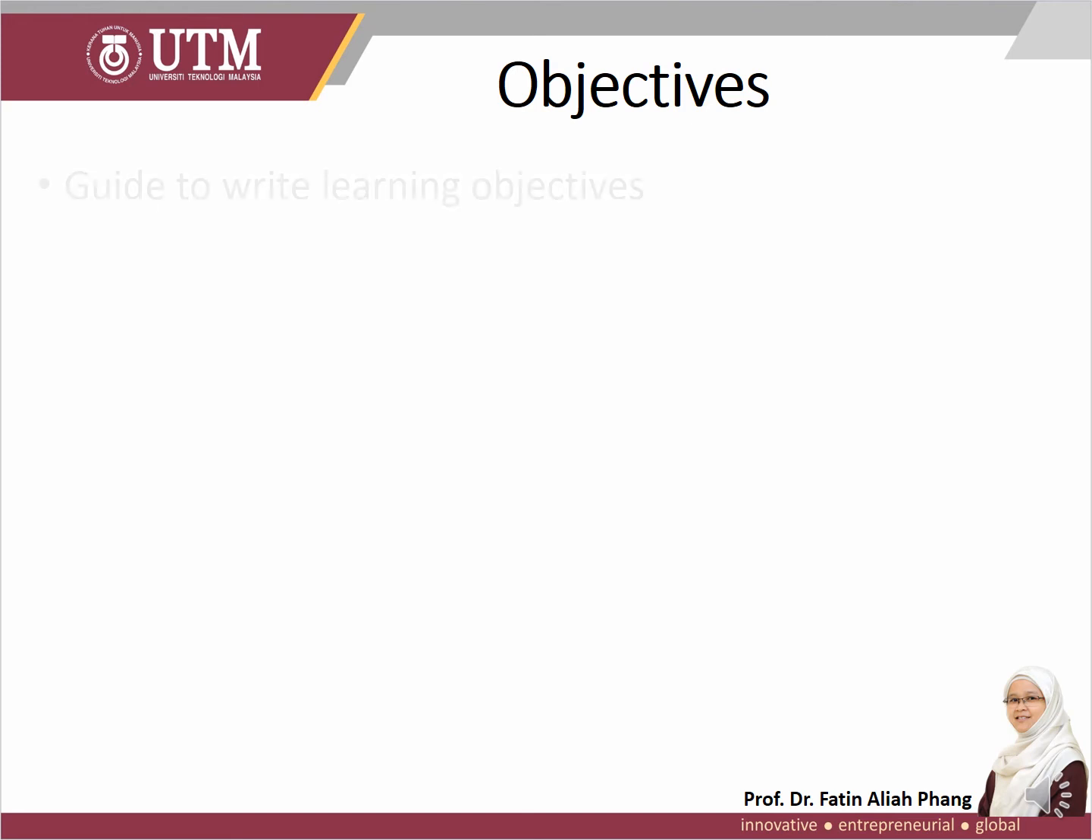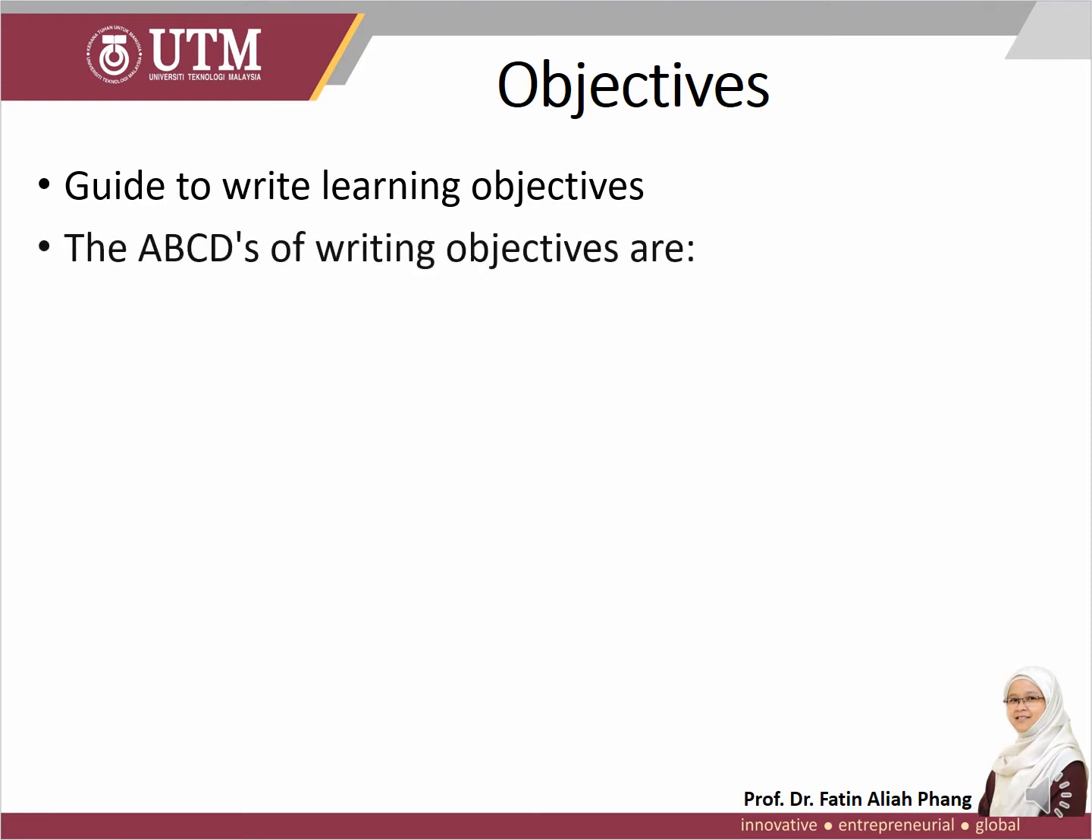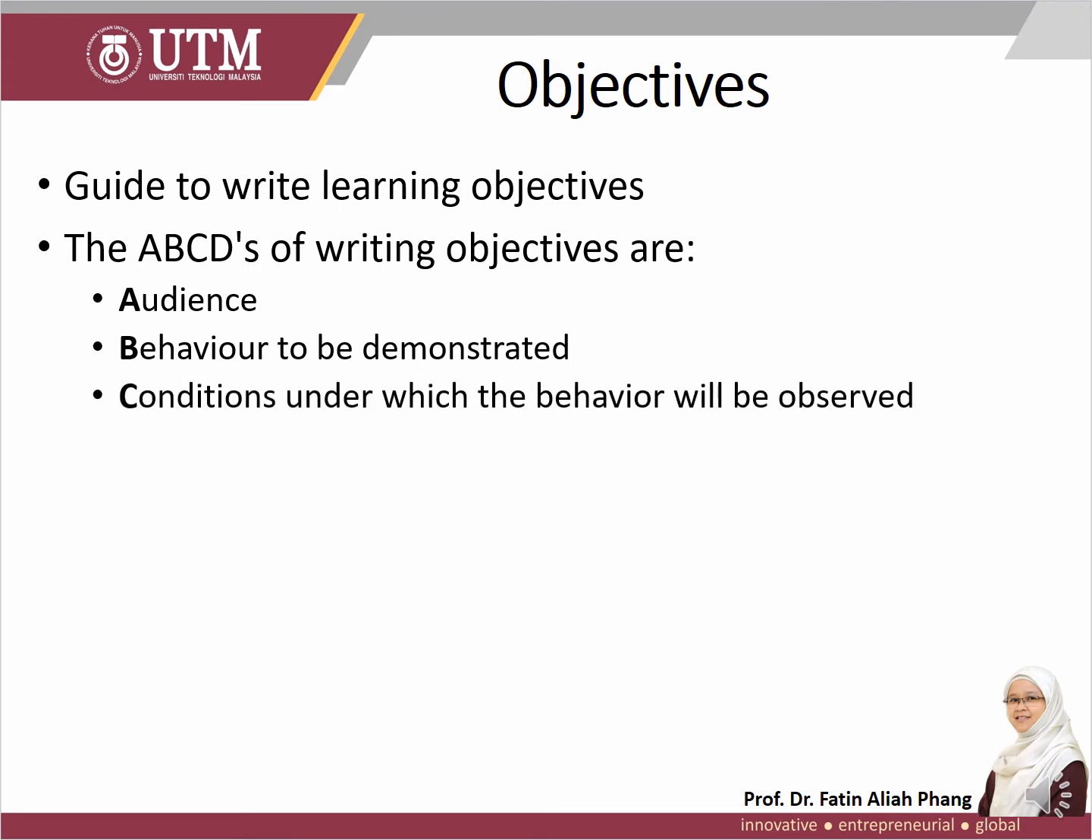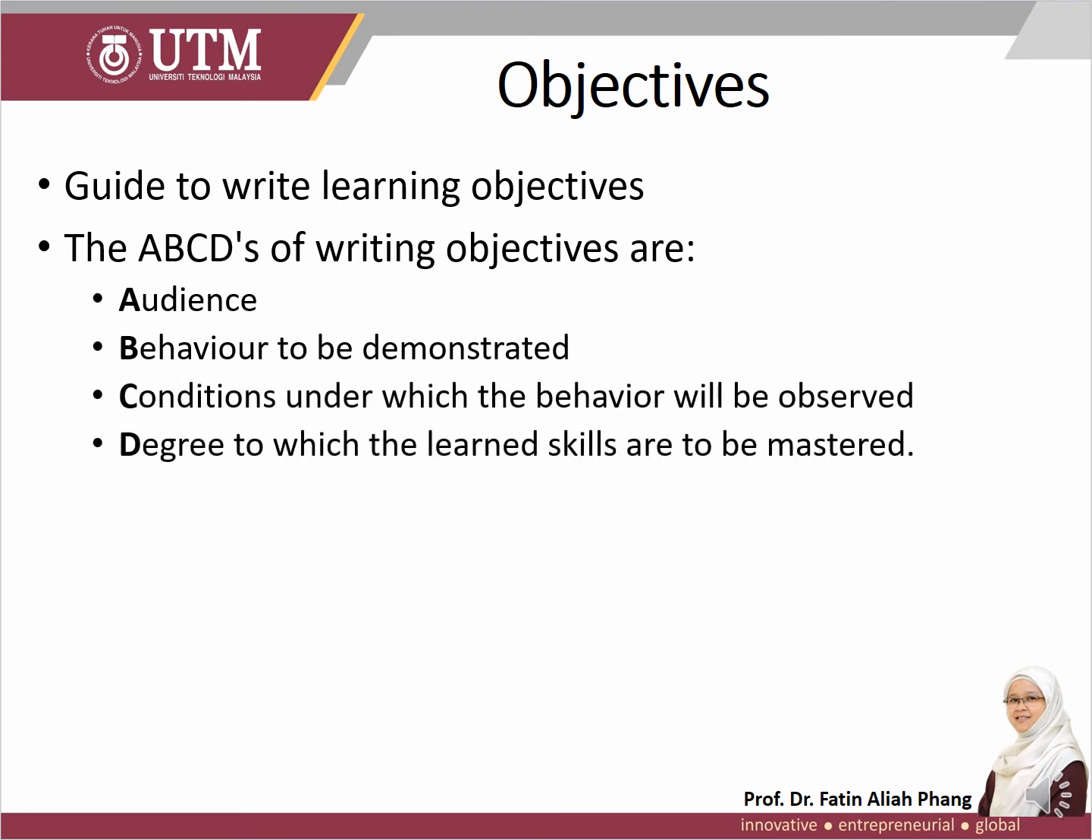And how are you going to write a good objective on learning outcomes? Now, you use the ABCD rules. A is for audience, B is for behavior, C is for condition, and D is for degree. Now you must specify who your audience is and what behavior you want to measure. Remember, SMART: just specify one behavior, the condition under which the behavior will be observed, and the degree to which the learned skills are to be mastered, to what extent you want them to be.